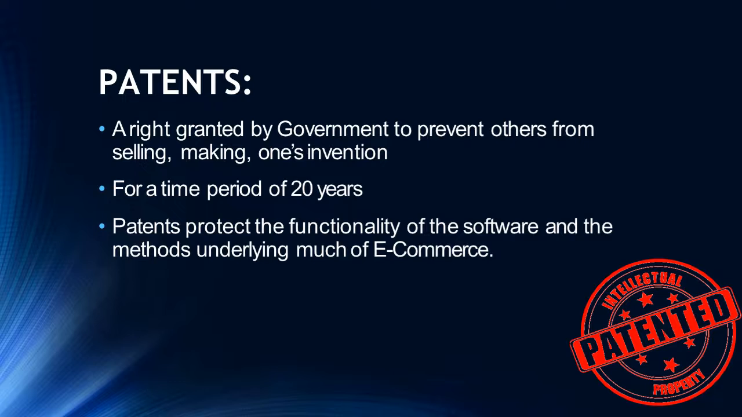If they want to purchase this medicine, or they want to produce this medicine, they have to ask me beforehand, and then I'll give the permission to produce it in their country. And if they produce this, they will definitely give us the royalty also. This is an example of a patent. A patent will be given for a particular time period of 20 years. After 20 years, you have to review the patent. Patent protection protects the functionality of the software and the methods underlying much of e-commerce.